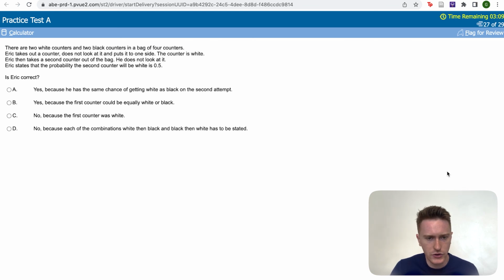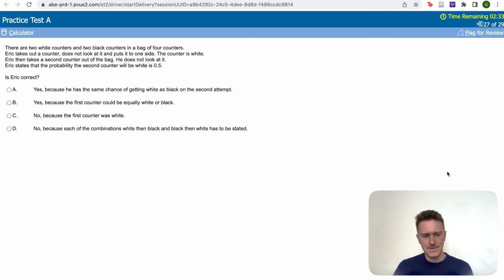Okay, 2 white counters, 2 black counters. Eric takes a counter, does not look at it, puts it to the side. The counter is white. He then takes out a second counter, does not look at it. Eric states the probability of the second counter being white is 0.5. This is a bit like Schrodinger's cat. Like, I don't know whether it changes the probability if he looks at it or not. And the question is a bit strange as to from whose perspective we are talking about. Obviously, we're talking from Eric's perspective, but in reality, the probability isn't that, because we know as the observer that it's white the first time.